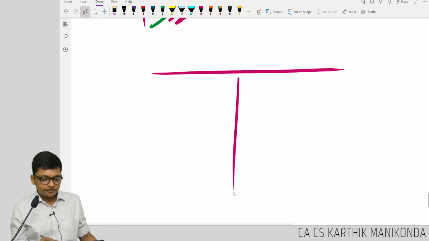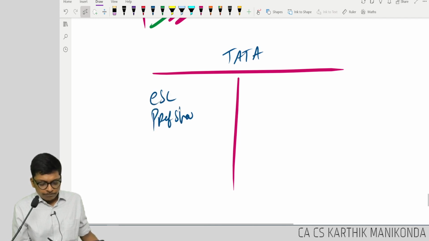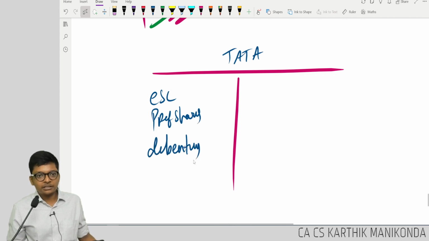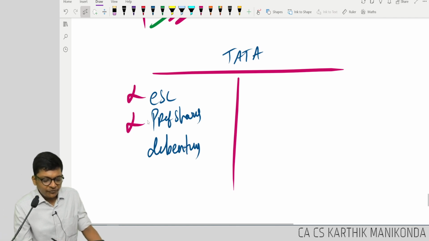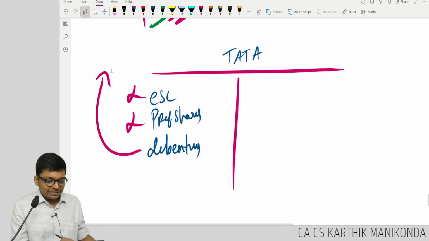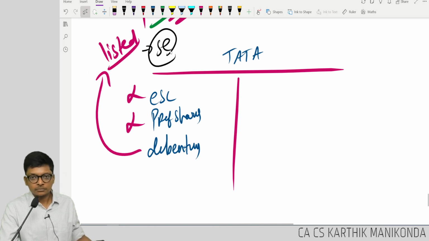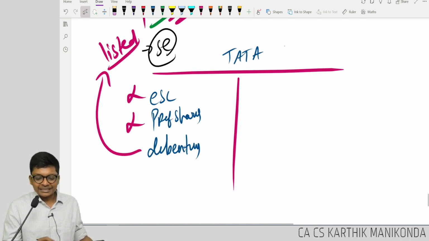Follow, guys. Guys, follow with me. Tata has equity shares, preference shares and debentures. Equity shares are not listed. Preference shares are, guys, not listed. But debentures are listed in the stock exchange. Is this a listed company?